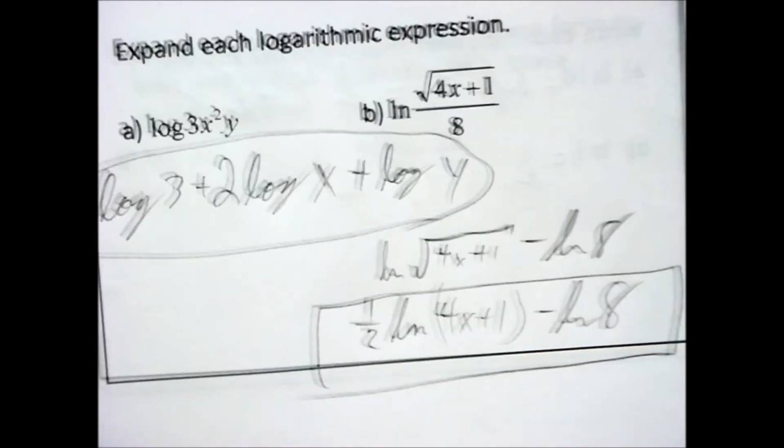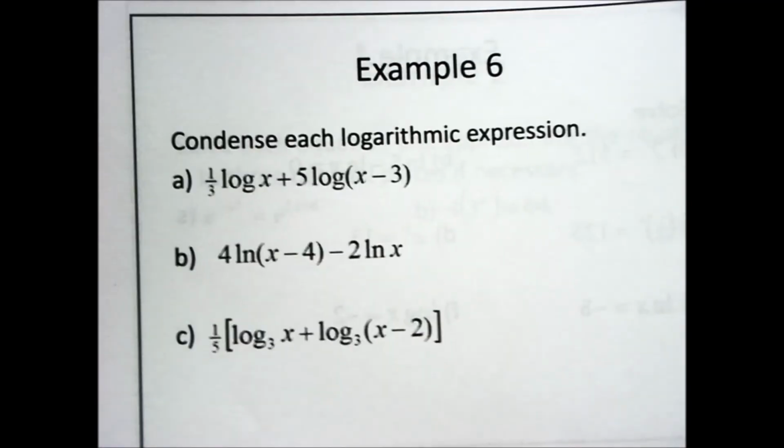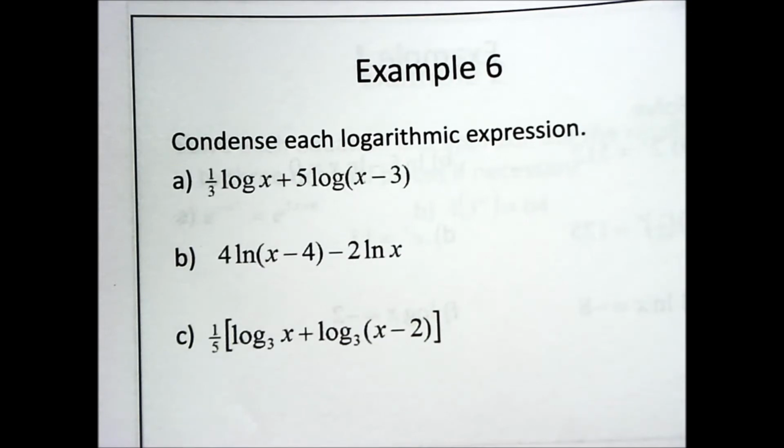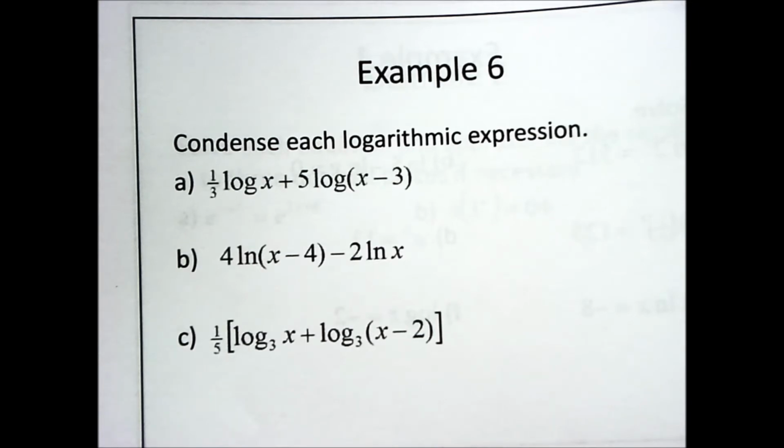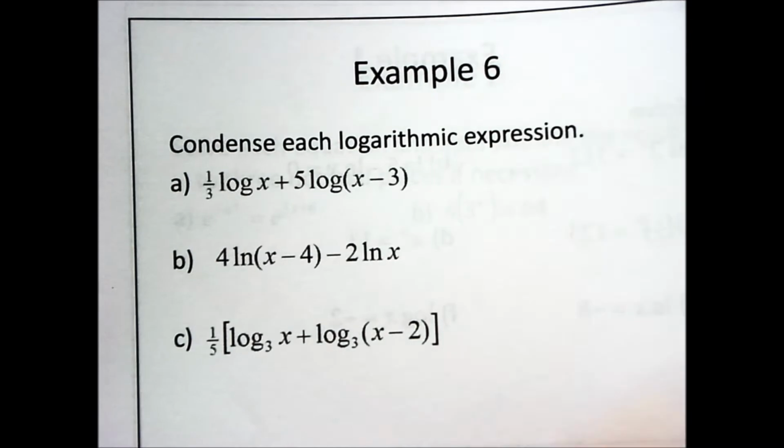Now, that's expansion of logarithmic expressions. You also have condensation. In other words, condensing logarithmic expressions. The idea is to get down to a single logarithm. Now, in order to do this, you need logs with nothing in front of them. So the first thing I got to do with the 1/3 and the 5 is what? Yeah, move them to the exponent.